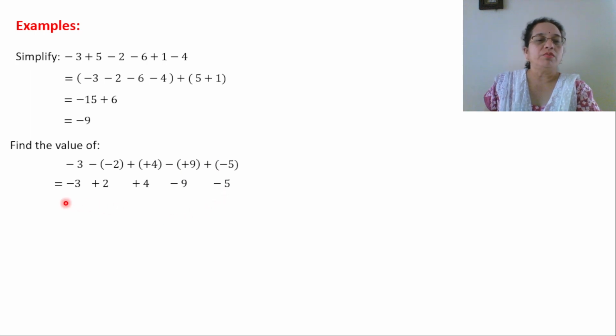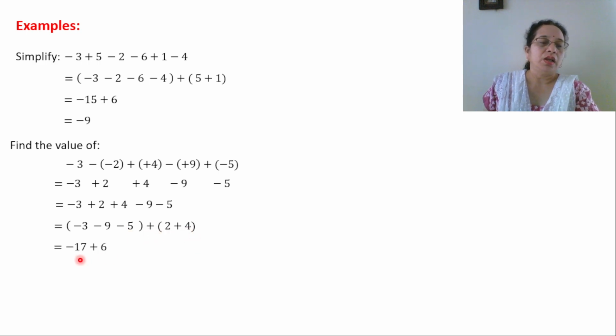Now write all the negative numbers in one bracket, so minus 3, minus 9, minus 5 will be in one bracket. I have just written everything closer. Then write the positive numbers in another bracket. Signs are same, add the numbers, and the greater number's sign will come in the answer. So 9 plus 3 will give you 12, 12 plus 5 will be 17, so minus 17. Plus 4 plus 2 will give you 6. Now signs are different, subtract the numbers: 17 minus 6 will give you 11. The greater number's sign will come in the answer, so the answer will be minus 11.